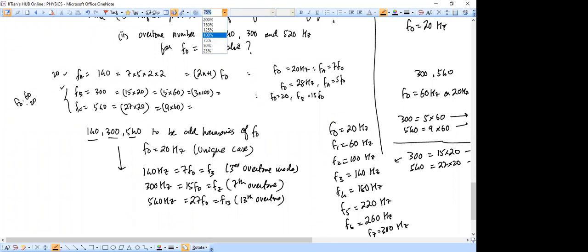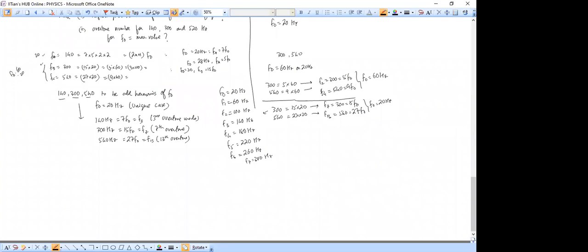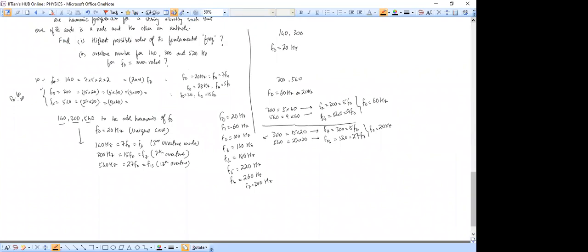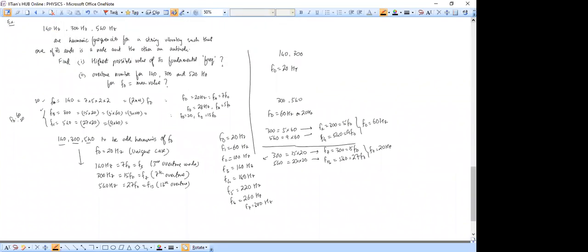Okay, people. So just minimizing this a bit, make sure you understand this. So this is a little bit like an application of number theory kind of concept. Very basic number theory, nothing extraordinary. Odd number, even number, multiples kind of things.